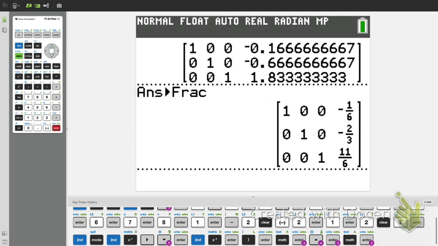Now, real quick translation. Remember, what variable was in the first column for us? X. So this one right here means X is equal to what? -1/6. This one in the second column means what? Y is equal to -2/3. And this one in the third column means Z is equal to 11/6.